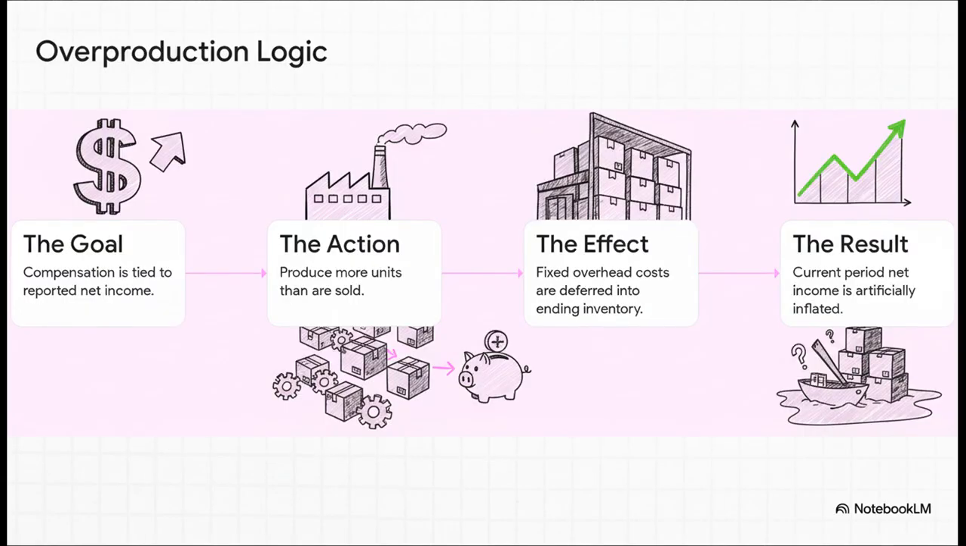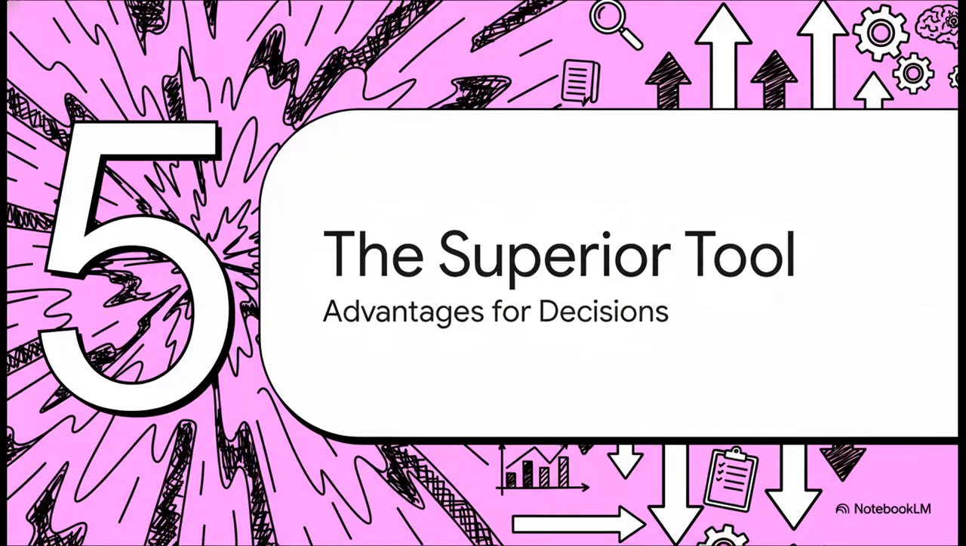The logic is actually quite simple, and that's what makes it so tempting. If a manager needs to hit a profit target to get a bonus, they can just ramp up production. Each new unit that's produced absorbs a little piece of the total fixed overhead. So, by overproducing, they are literally moving costs from the income statement, where it would reduce profit, to the balance sheet, where it's hidden away in inventory. This makes the current period's net income look artificially high, even if all those extra units are just gathering dust in a warehouse.